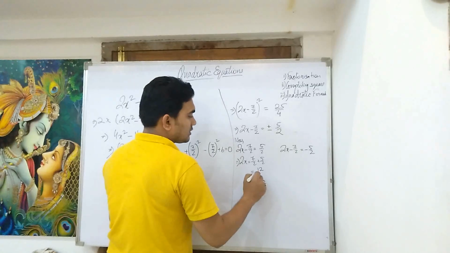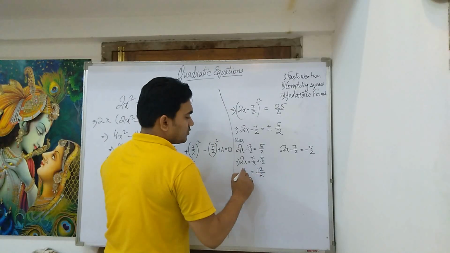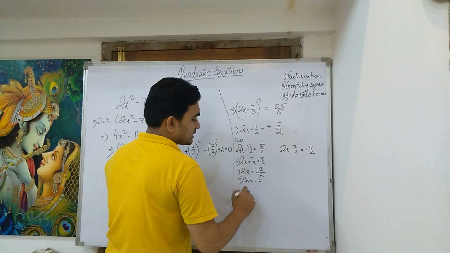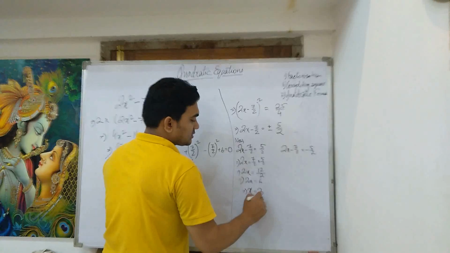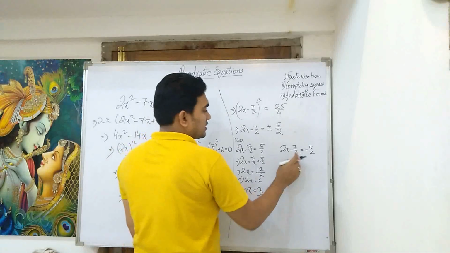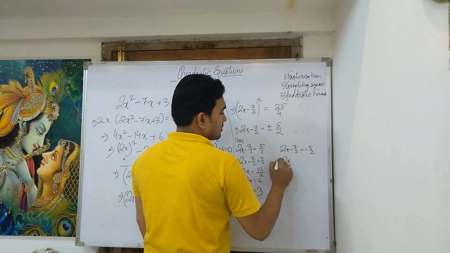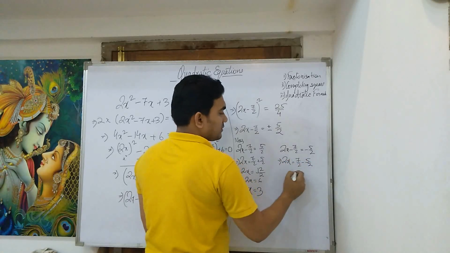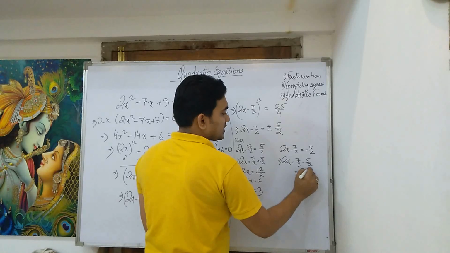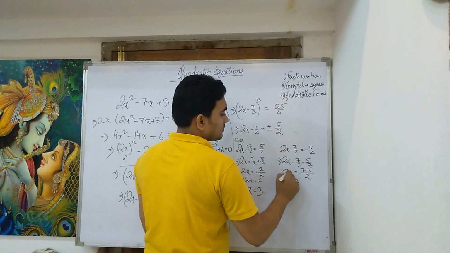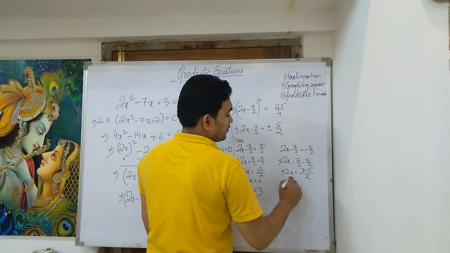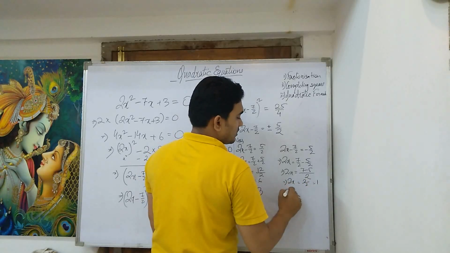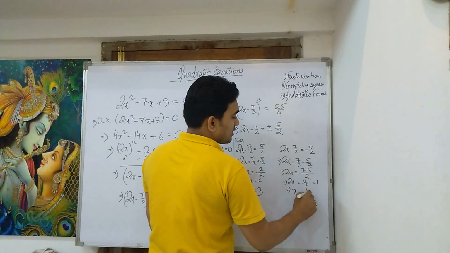Now if we move on with this, this is 12 by 2, 6, so x is 3. And if we further go with this, 7 by 2 minus 5 by 2, 7 minus 5 by 2, so this is 2 by 2, 1, x is half.